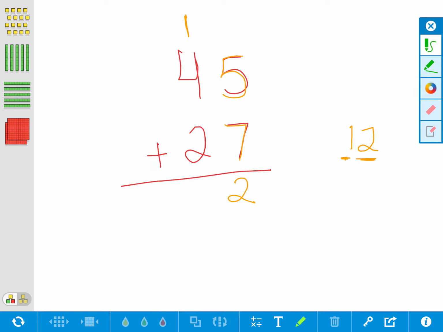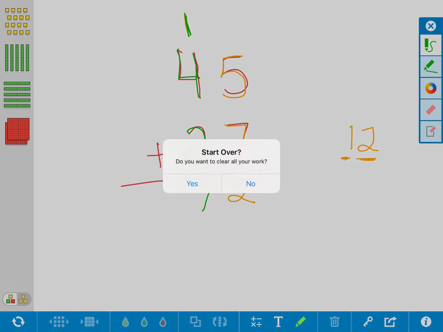Now I can add my tens. I've got 4 plus 2 equals 6. Plus 1 more equals 7. So my final answer for 45 plus 27 equals 72. Now I'd like you to see if you can try using adding with regrouping to solve for numbers 1 and 2 on page 208. When you look at problems 3 and 4, we have some adding numbers in the hundreds.